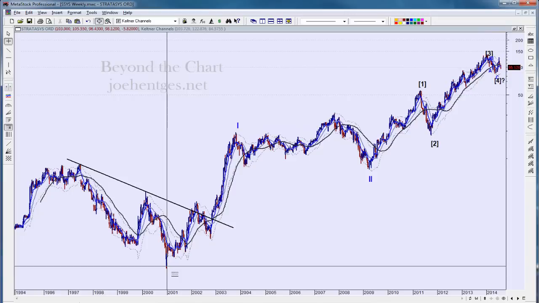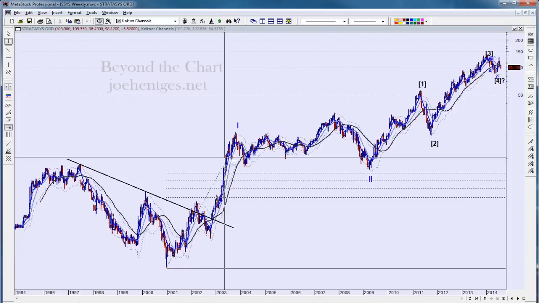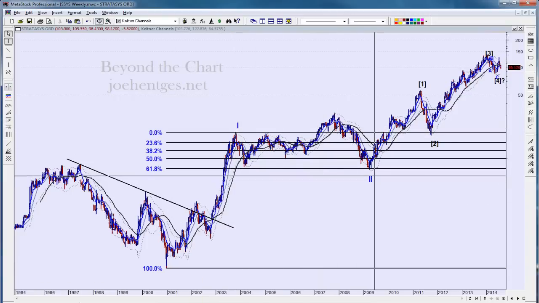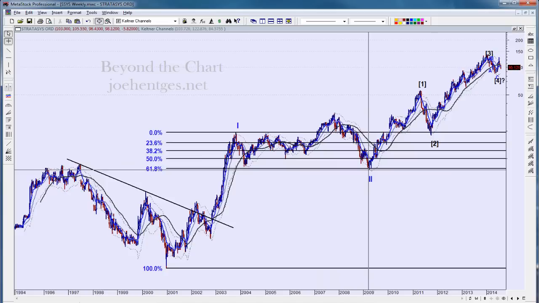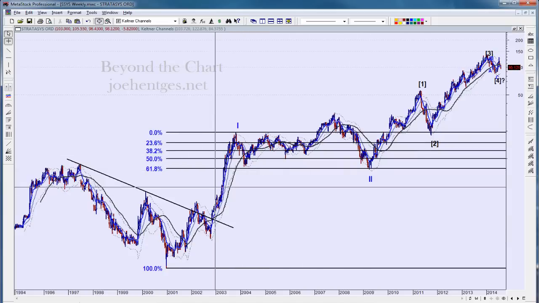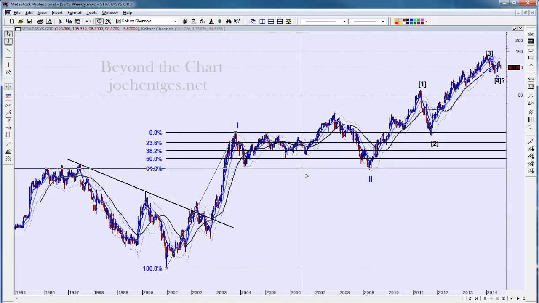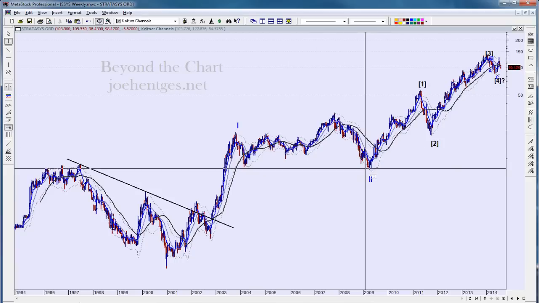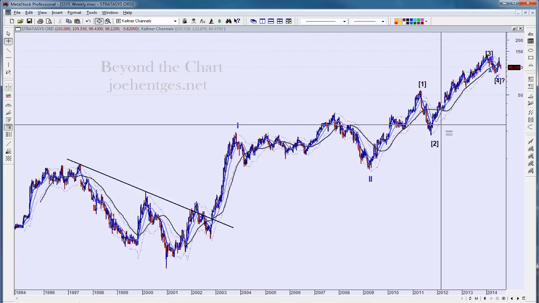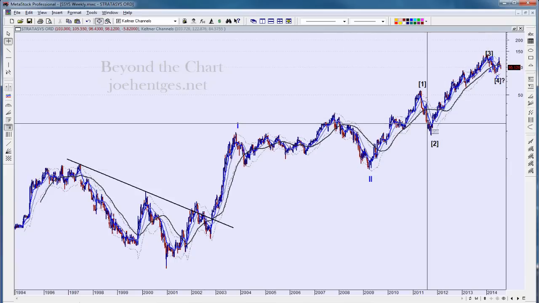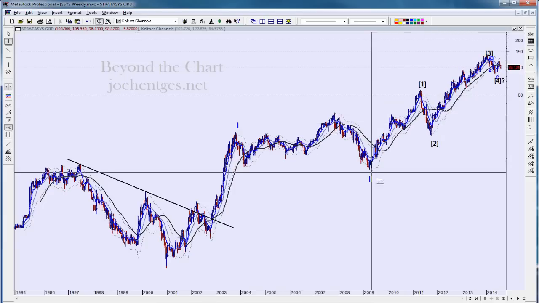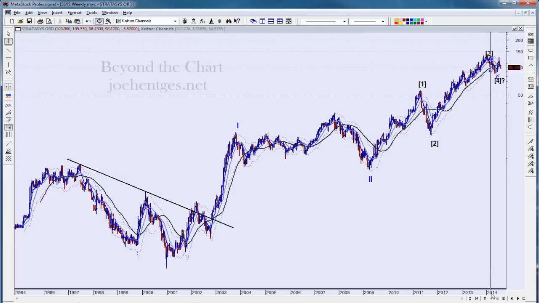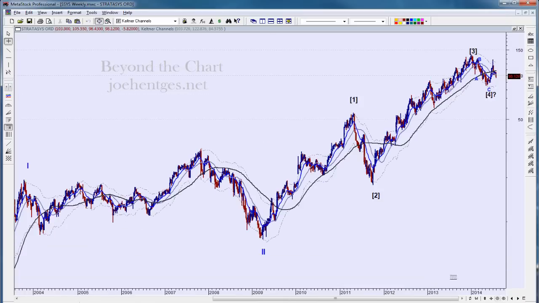Now let's look at one here. What was the correction here? This was deep. It was 61.8% of this entire move. It doesn't look like it, but we're using semi-log, so everything's in percentages. We haven't completed wave 3 yet. That was impulse wave 2, so that's not exactly what I'm looking for. Here's what I'm looking for.